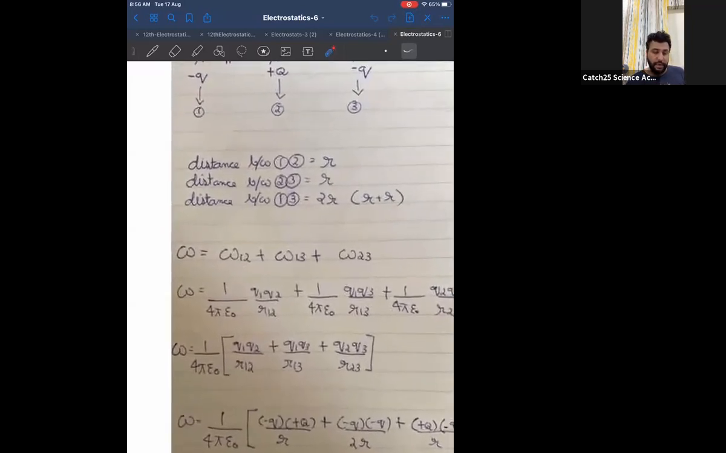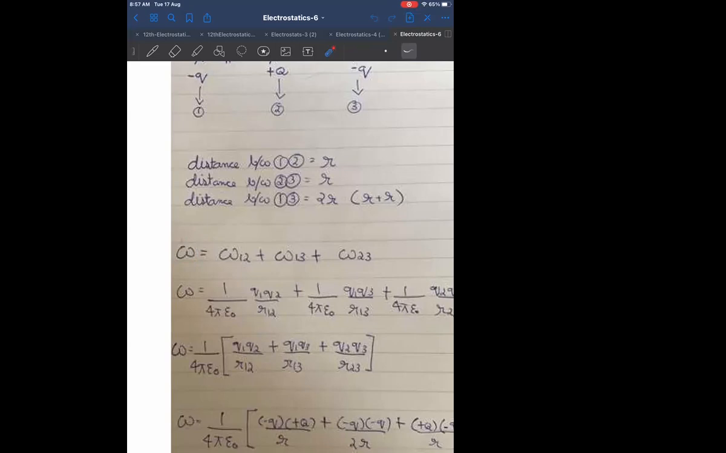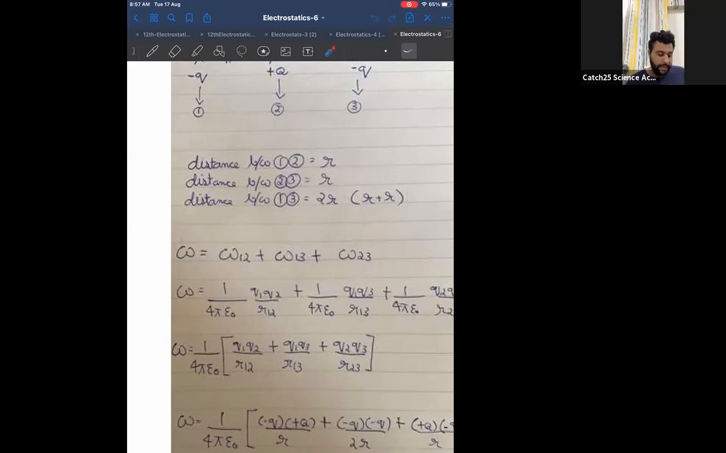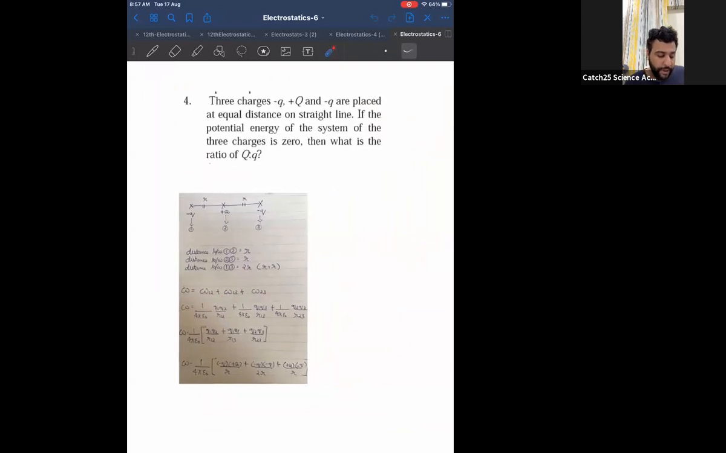Can I say the total work done in the system is work done between charge 1 and 2 plus work done between charge 1 and 3 plus work done between charge 2 and 3, and this work done is 0. Did you understand this much? The total work done is 0. That means work done between 1 and 2 plus work done between 1 and 3 plus work done between 2 and 3 will be 0. I have to find the ratio of capital Q by small q.